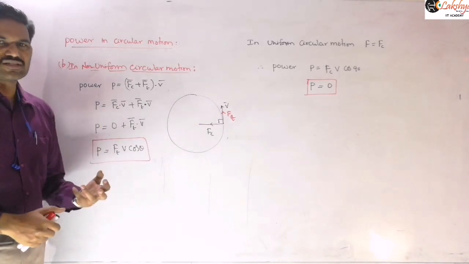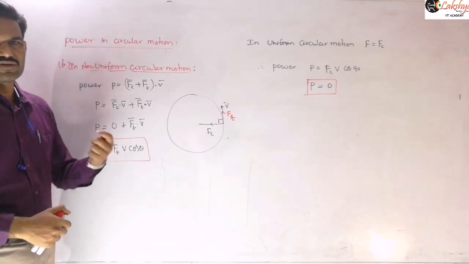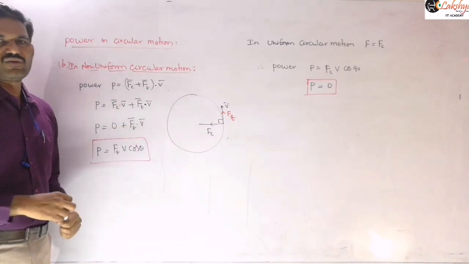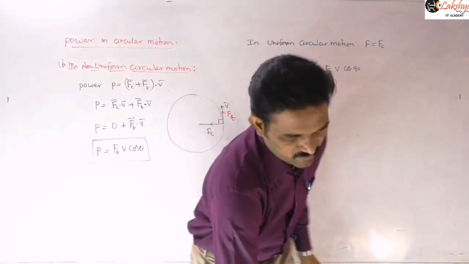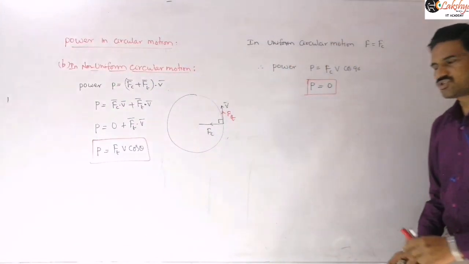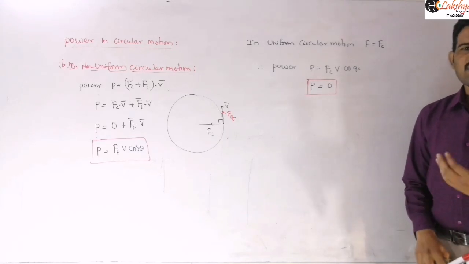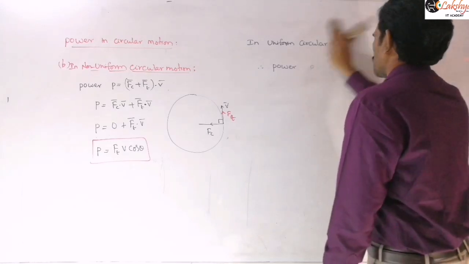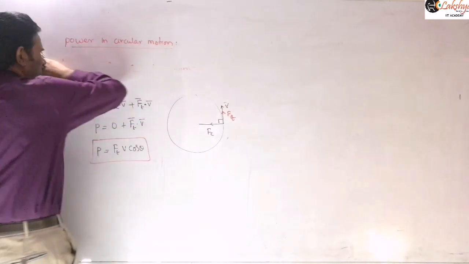So if any non-zero power is delivered to the particle in circular motion, you can conclude that it will be non-uniform circular motion only, and it is delivered by the tangential force. Only the tangential force can deliver power to the particle, right? So that is about the power delivered in circular motion. Power delivered by the centripetal force is always 0.